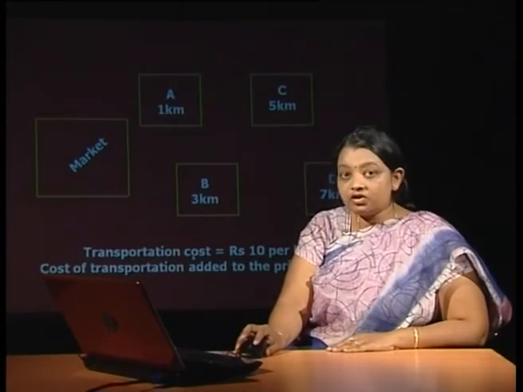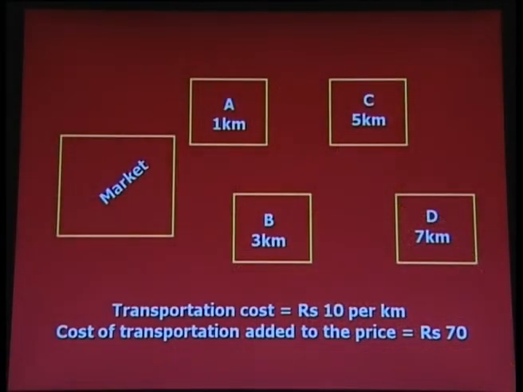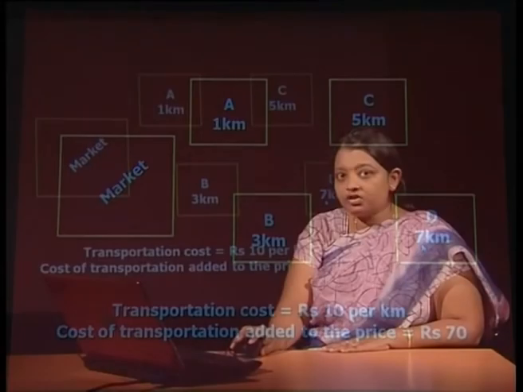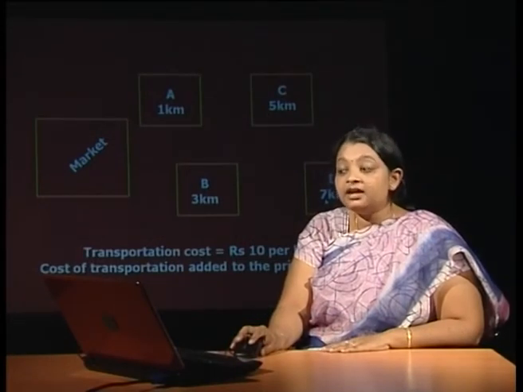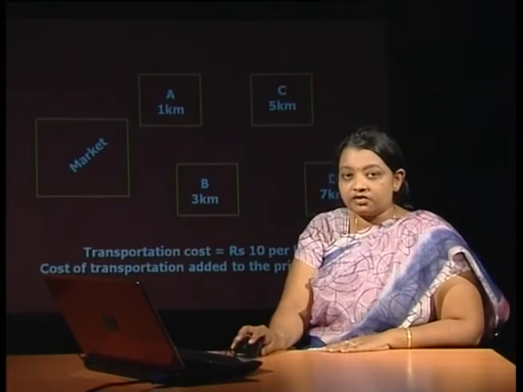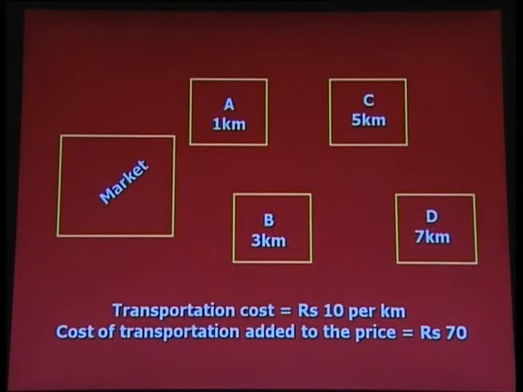The transportation cost paid by each farmer is rupees 10 per kilometer. Therefore, for the firm A, the cost of transportation will be rupees 10. For B, the transportation cost will be 30 rupees. For C, it will be 50 rupees and for D, it will be 70 rupees. As transportation cost is maximum for D, it will be added in the price of the product. Therefore, cost of transportation added to the price is rupees 70.